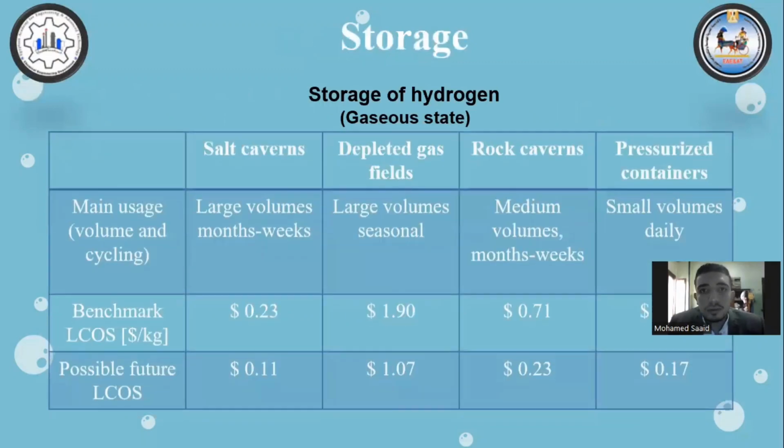Hydrogen can be stored in two states, gaseous state and liquid state. In gaseous state, it can be stored in salt caverns, depleted gas-filled rock caverns, and pressurized containers.